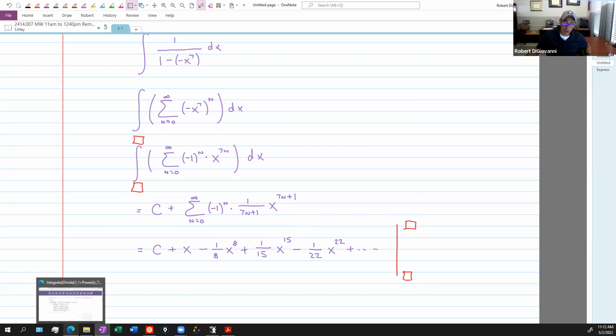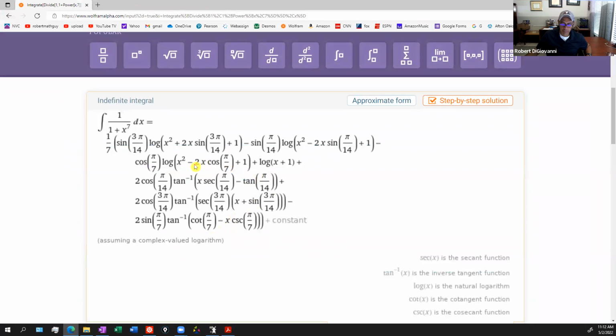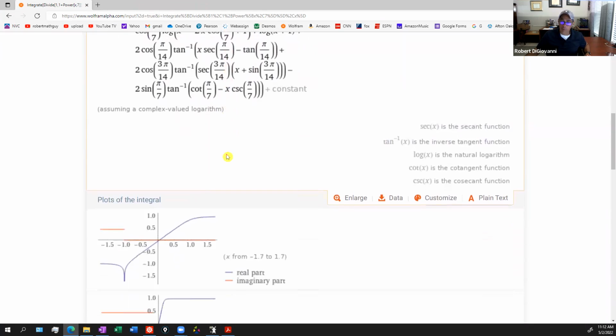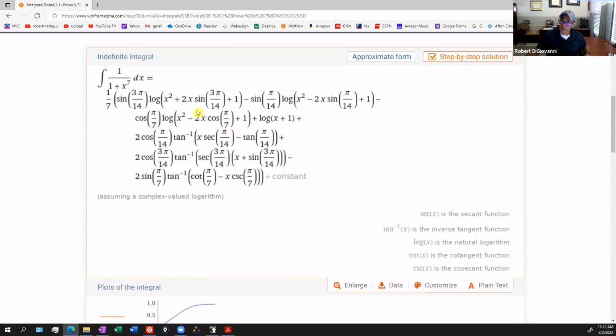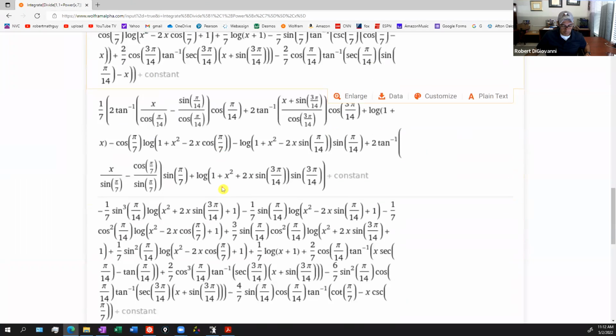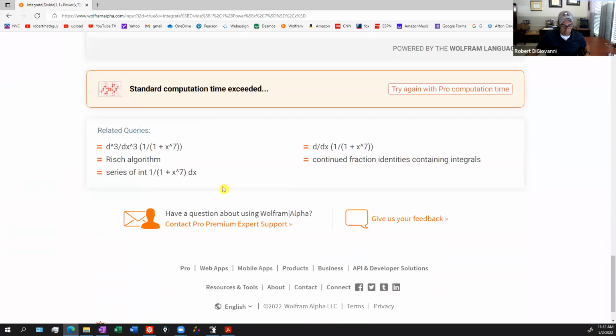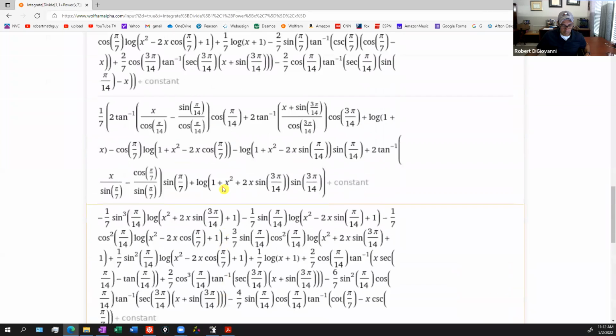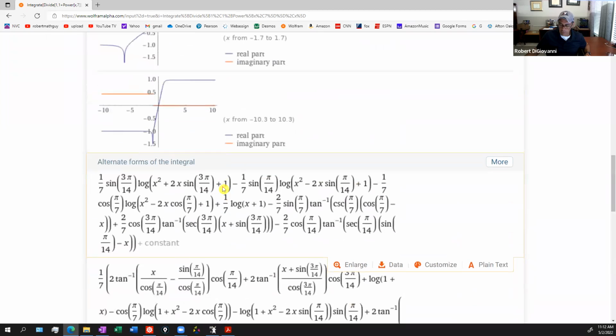I'm gonna go back to Wolfram Alpha. Yeah, this is Wolfram Alpha. And scroll down because they probably gave me the antiderivative here like this, but they probably gave it to me as a series as well. Well, they didn't. Interesting. Alternate forms, maybe there's more. I'm really surprised they didn't give me the series.